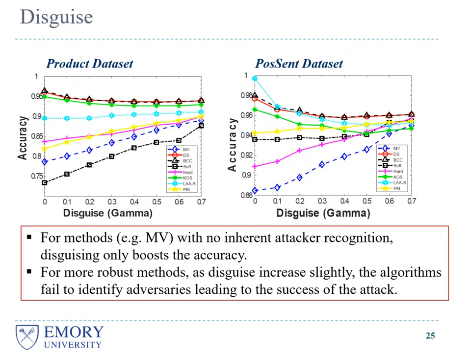To see the impact of disguise on the accuracy of methods, we vary the disguise level. For methods such as majority voting that don't have any attacker recognition, disguising only boosts their accuracy. For more robust methods, as disguise increases slightly, the algorithm fails to identify adversaries, leading to the success of the attack. However, as disguise further increases, the accuracy goes up.